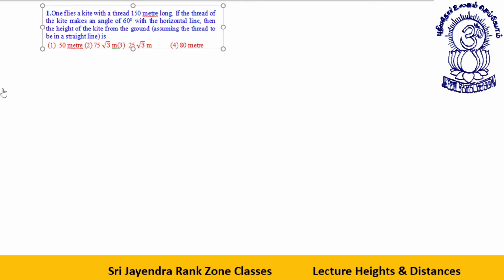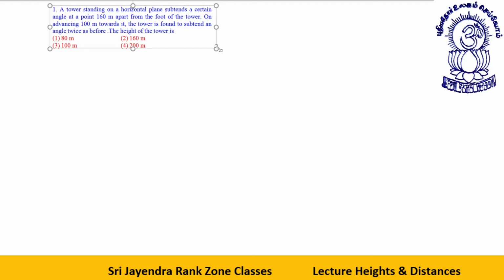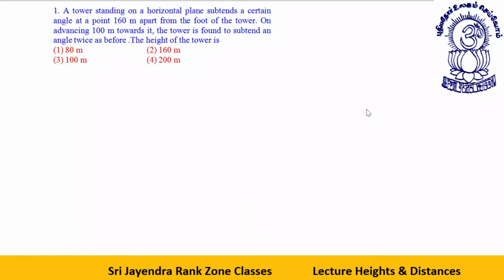The first question we have is: a tower standing on a horizontal plane subtends a certain angle at a point 160 meters apart from the foot of the tower. On advancing 100 meters towards it, the tower is found to subtend an angle twice as before. The height of the tower is?